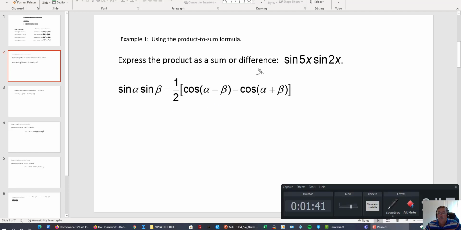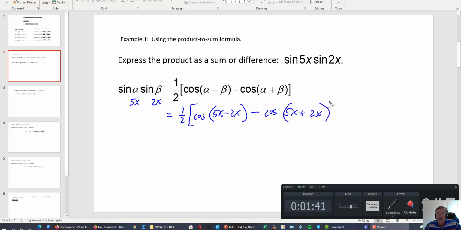All right, so for alpha, we're going to substitute in 5x here, and for beta, we're going to substitute in 2x. So these are some of the easier formulas here that we've dealt with in this chapter with double angles, half angles, and so forth, and sum and difference formulas. So we'll say this is going to equal 1/2 times the cosine of 5x minus 2x minus the cosine of 5x plus 2x.